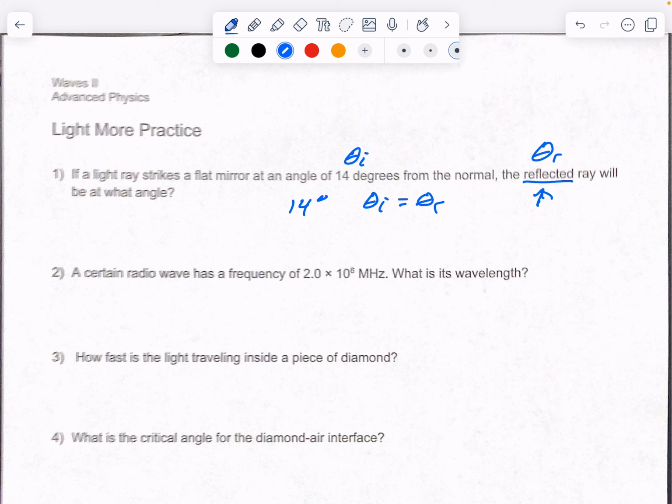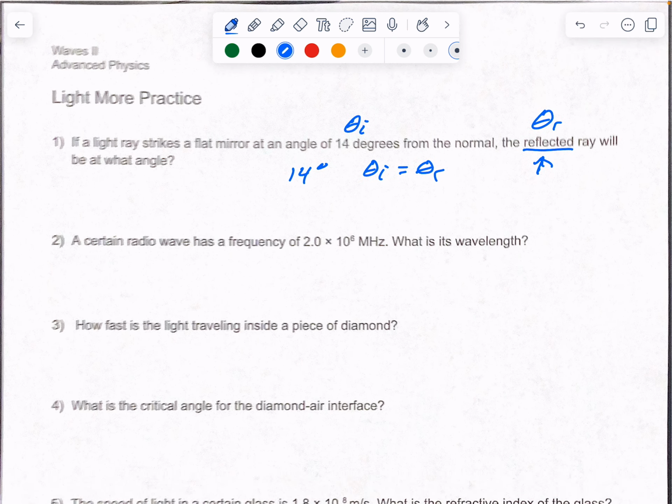If I said refracted, then you've got to use Snell's law using the whole sine thing, but if it's just saying reflected, just be careful, because this is a simple question. It should reflect off the same way, but it's real easy to get this mixed up because you think there's more to do when there actually isn't.